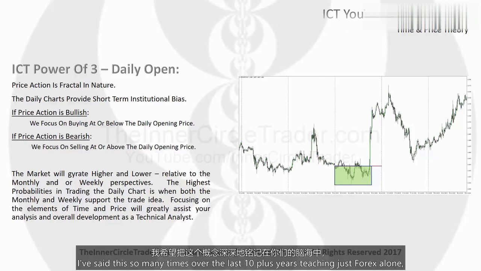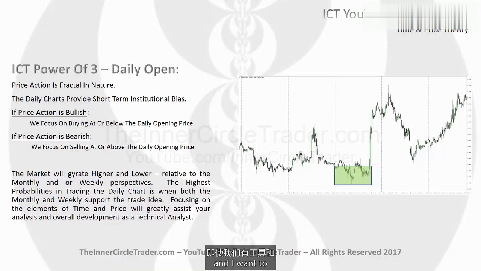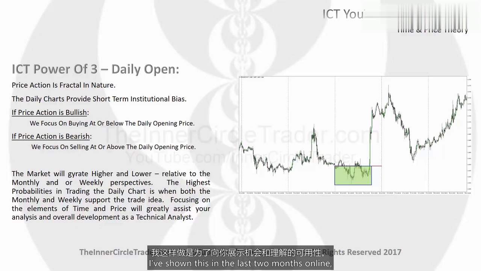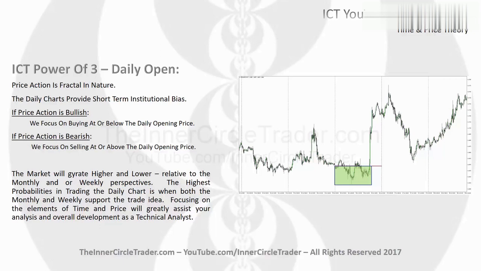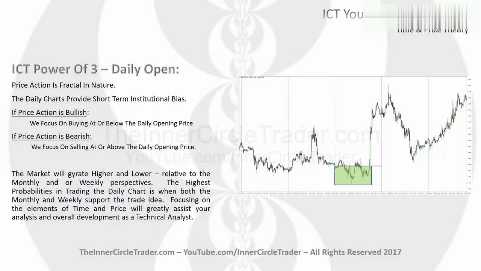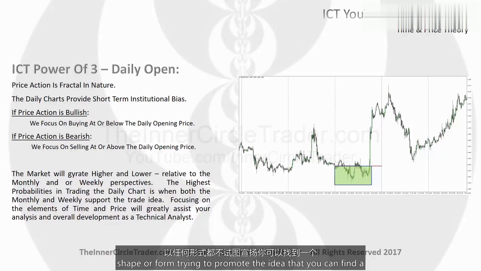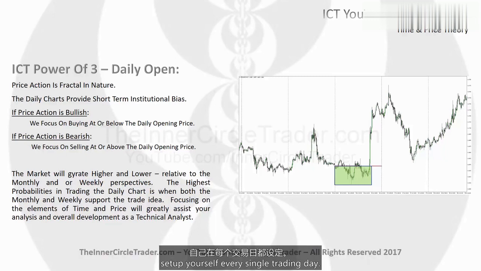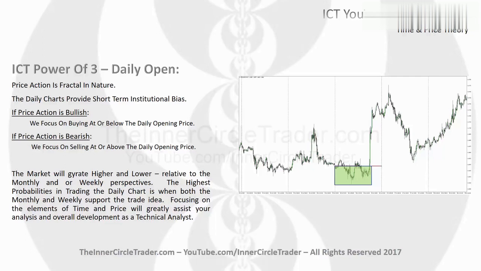I've said this so many times over the last 10 plus years teaching just Forex alone, and I want to ingrain that in your mind that even though we have tools, and I've shown this in the last 2 months online, every single day finding a setup, I do that to show you what's available in terms of opportunity and understanding. I am in no way, shape, or form trying to promote the idea that you can find a setup yourself every single trading day. I've been doing this for 25 plus years, and it takes a lot of effort and experience to get to that level.